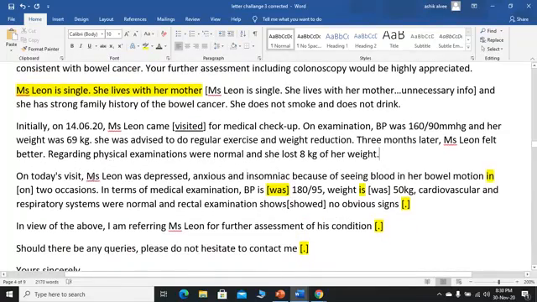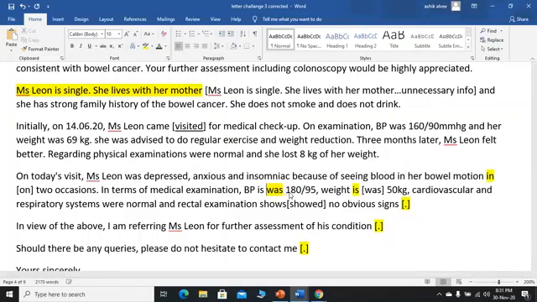On today's visit, she was depressed, anxious, and insomniac because of seeing blood in her bowel motion in 2 occasions. This is a wrong preposition. It should be on 2 occasions. In terms of medical examination, BP was, not is, was. The BP was 180/95. Weight was 50 kg, not is, was. Any finding of today's visit should be written in past tense.